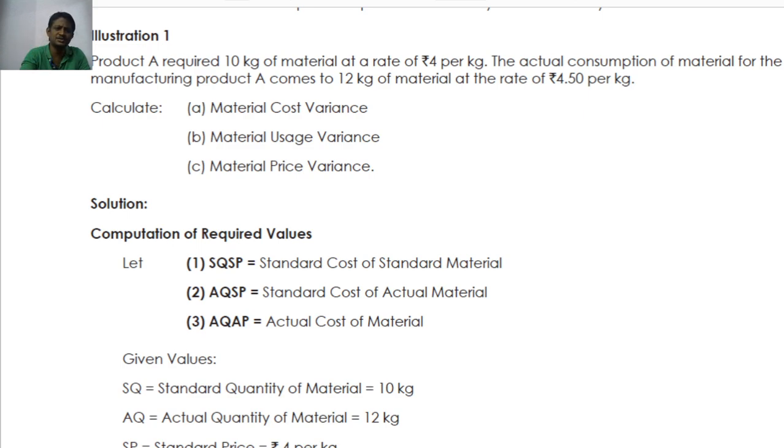Because of excess quantity usage you spent extra, and also because you purchased by paying extra, your price is also extra, 4.5 rupees per kg. Actually standard is only 4 per kg, but you spent 4.5 per kg. So quantity also you used extra, and price also you paid more. Because of this reason, ultimately it is adverse.